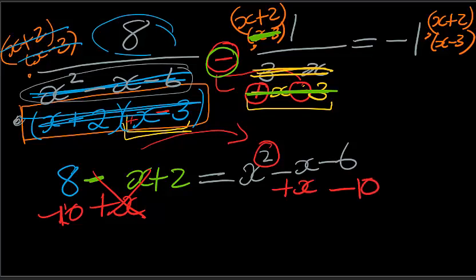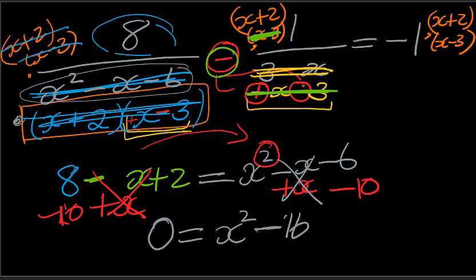So what do we have? On the left-hand side, we have 0 is equal to x squared. Minus x plus x is 0. So that cancels. Minus 6 minus 10 is minus 16. Okay. 0 equals x squared minus 16. So now we're going to get a new slide. I'm going to say 0 equals x squared minus 16.